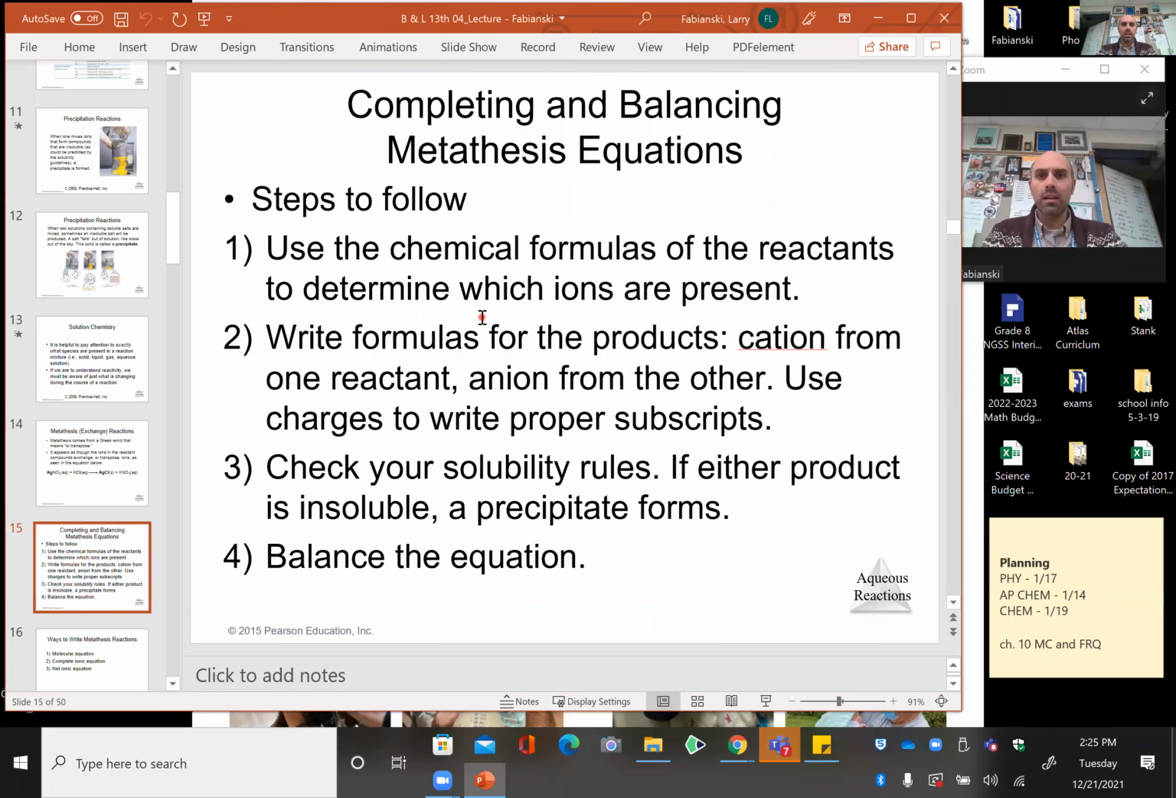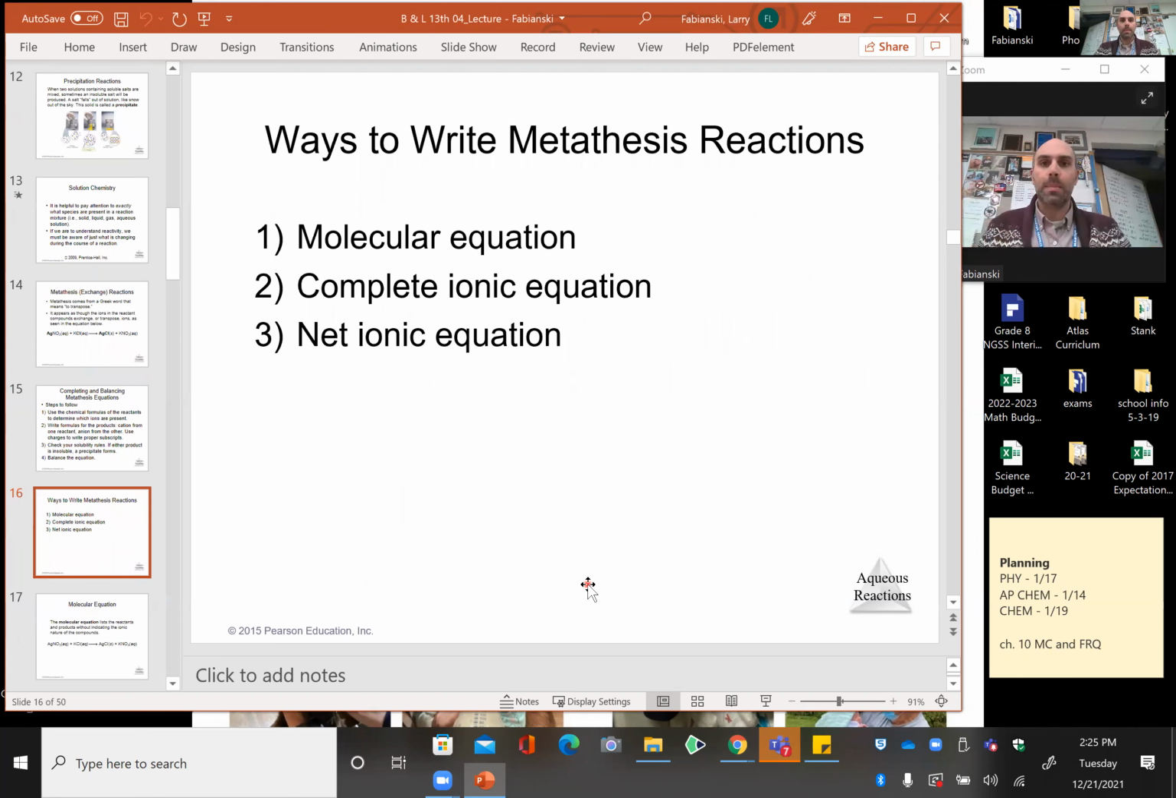Continuing to move on, check our solubility or precipitate forms, and then balance the equation. I know you guys know how to balance equations. You're very good at that. Ways to write these reactions: we have a molecular equation, the ionic equation. Notice it says complete. We'll get into that in just a second. And then the net ionic equation. We've written net ionic equations before. I don't know if you remember back, when we did an FRQ in the beginning of the year, we talked about net ionic equations and spectator ions and the ions that would cancel each other out on each side. Well, we got a little taste of it before. You sampled it on the buffet. Now you're actually going to get an academic teaching in molecular, ionic, and net ionic equations.